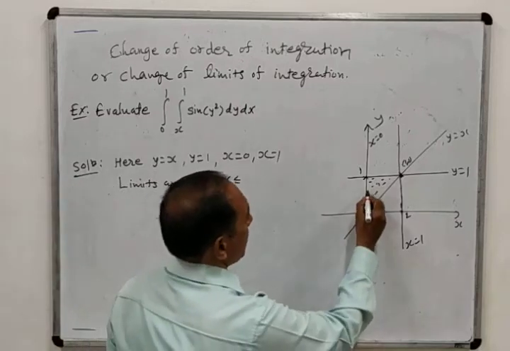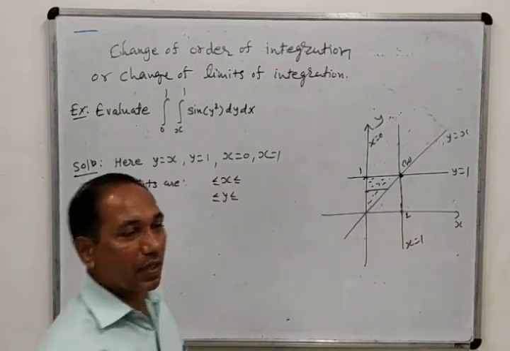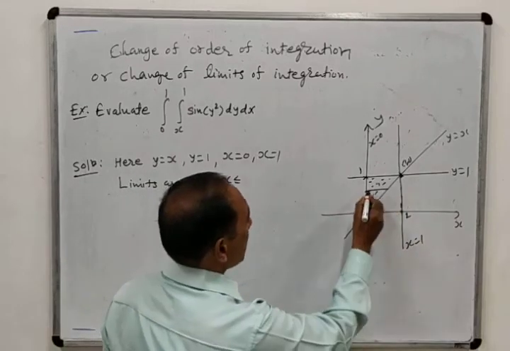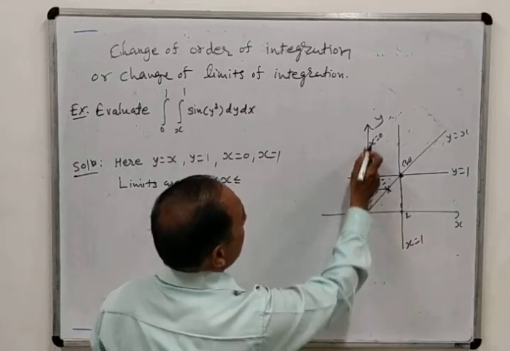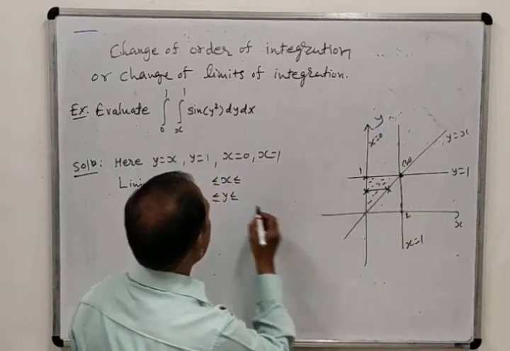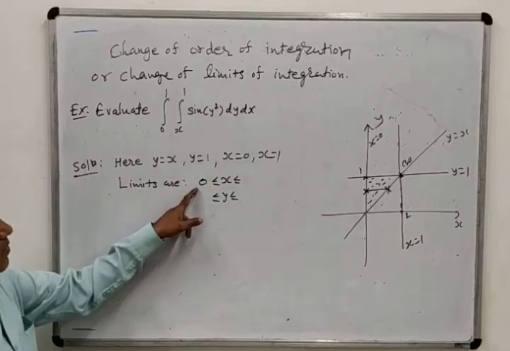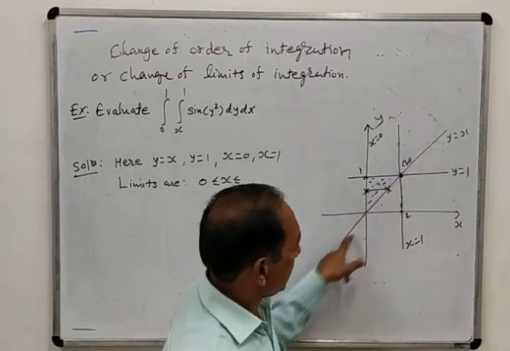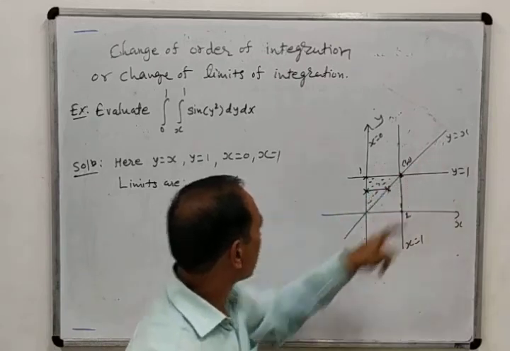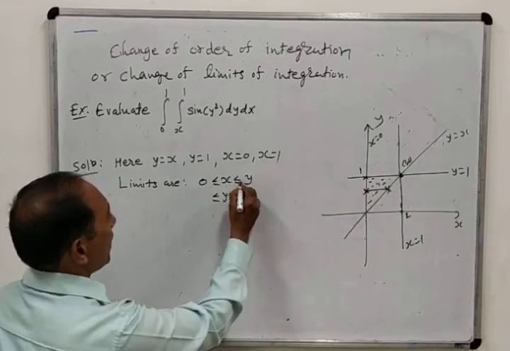We will draw a straight line parallel to the x-axis. Here you can see the procedure is the same for determining the limits. The two endpoints: this endpoint lies on the y-axis. That means on the y-axis x equal to 0. So here we have written x equal to 0. This other endpoint lies on this line. It has the equation y equal to x. So x equal to y.